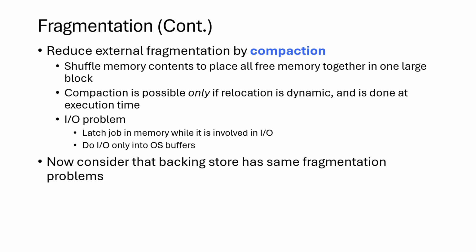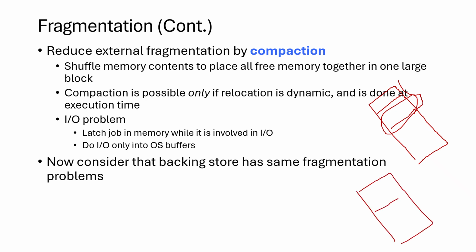Now consider that the backing store has the same fragmentation problems. So, internal and external fragmentation. In internal fragmentation, you are allocating to the process; it requires less memory but the allocated block is bigger, so this portion is wasted. In external fragmentation, we have some memory space, for example a free space of 10 MB and another free space of 10 MB. We need 20 MB, but it is not contiguous, so we cannot allocate. So we can move everything to one side. This is called compaction.